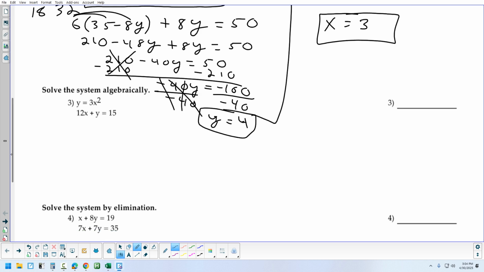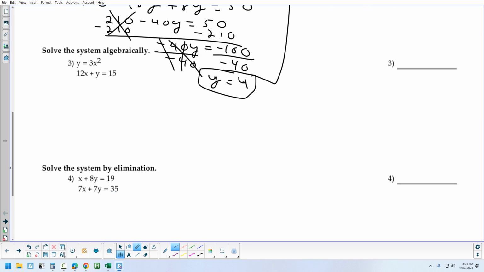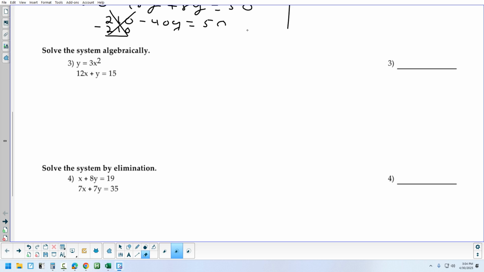All right, so next question is similar to the last one. We're solving, again, using substitution, but this time it's a quadratic. Let's erase that. Do we have an equation with a variable already by itself? The second equation? What letter is by itself in the second one? The y. No, wait. The first equation, the y is by itself on one side.